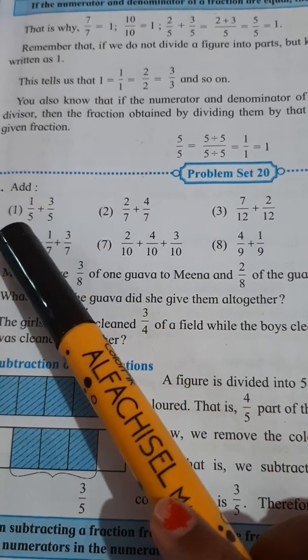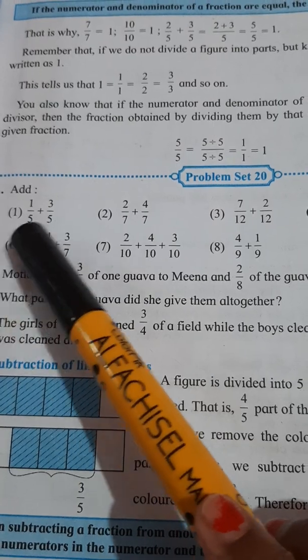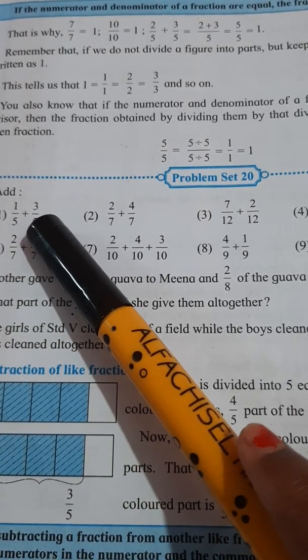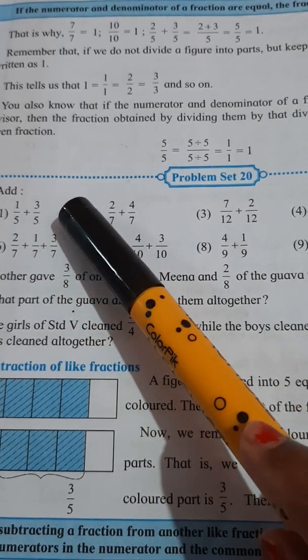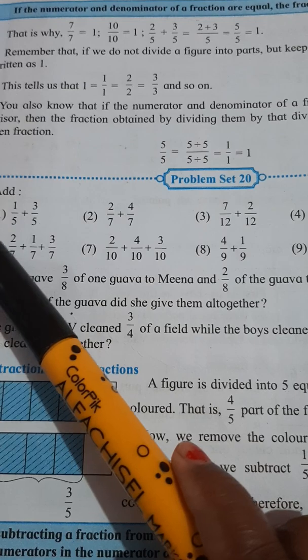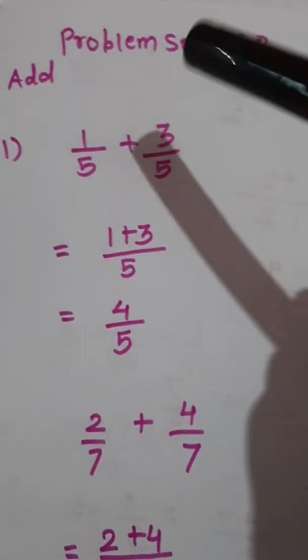These are the like fractions. When the denominators are equal, they are called like fractions. And we can add like fractions. Only add the numerators and keep the denominators same. So how to write? Let's see here.